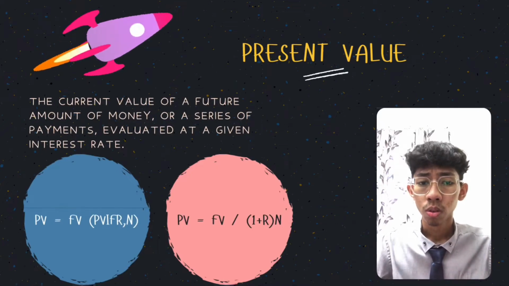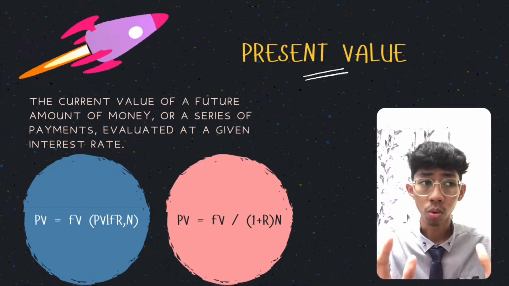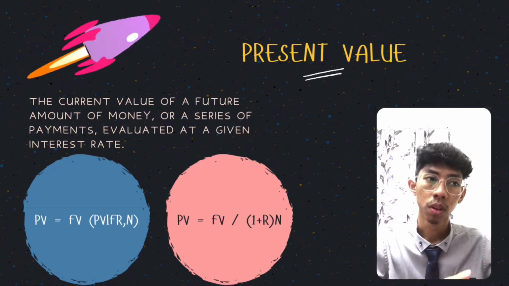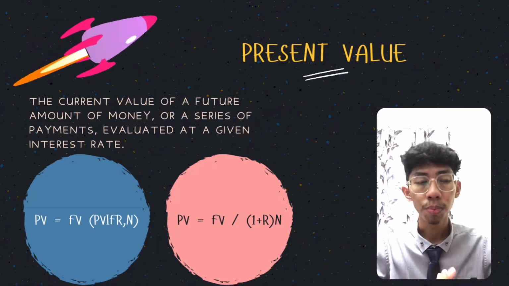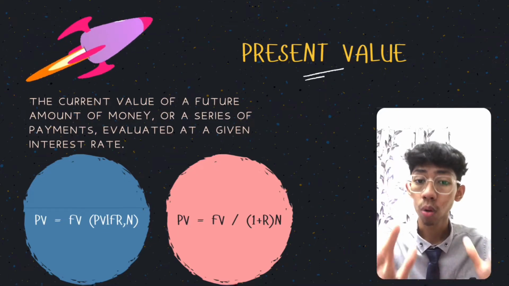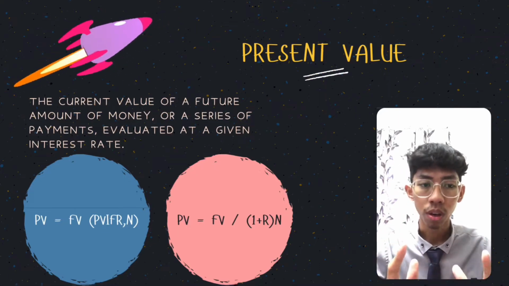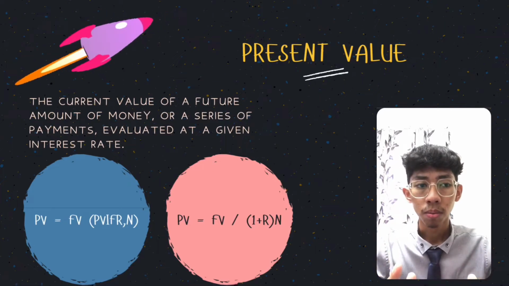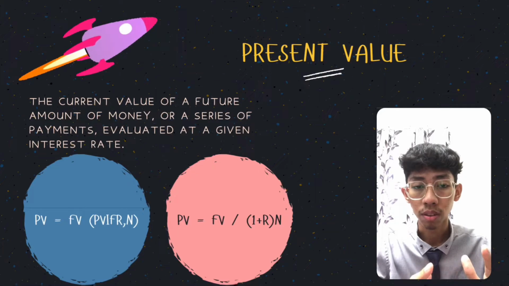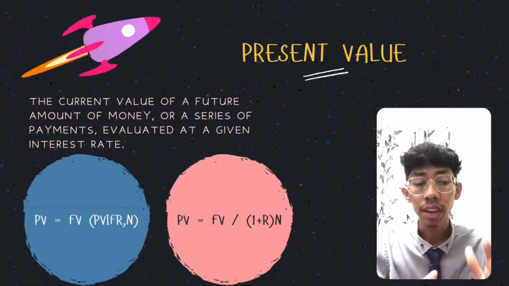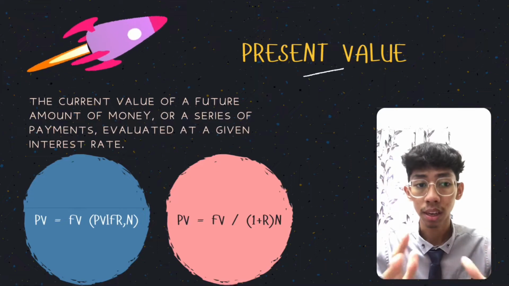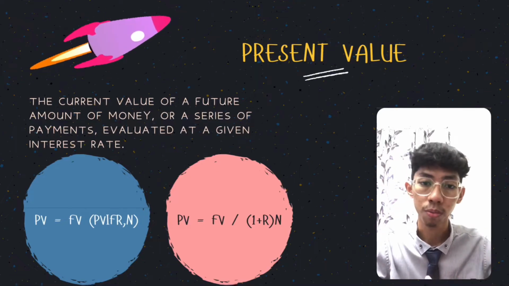Present value is the current value of a future amount of money or a series of payments evaluated at a given interest rate. So, how to calculate present value? The formula is PV, present value, equals FV, future value, divided by bracket 1 plus R, interest rate, bracket N, number of periods.